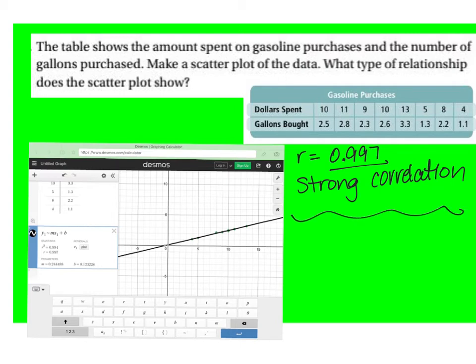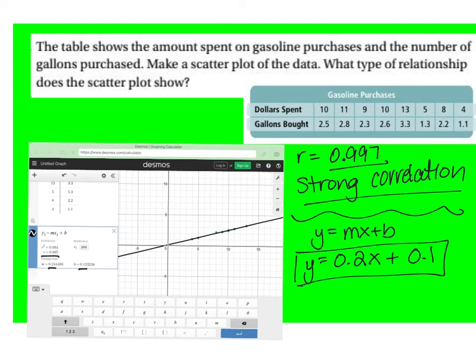The other thing we can actually do is write our equation because we have an m and a b. Now, it's always going to be some crazy decimal, but that's okay because we can round. And for the sake of today, we're going to round to the nearest tenth. So for y equals mx plus b, we have y equals 0.2x plus 0.1. So we were able to see two things here. We were able to write an equation, and then we were able to determine that this is a strong correlation.